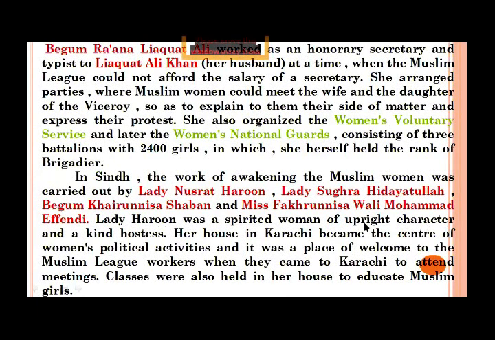Upright means very strong character and a kind hostess. She was a very good hostess. She would welcome people very warmly. Her house in Karachi became the center of women's political activities, and it was a place of welcome to the Muslim League workers. She would welcome Muslim League workers if they had to come to Karachi for any meeting or for attending any meeting. So she would welcome them, and they would stay at her home because she was a kind hostess. Classes were also held in her house to educate Muslim girls.